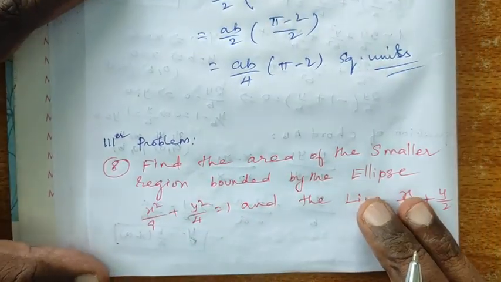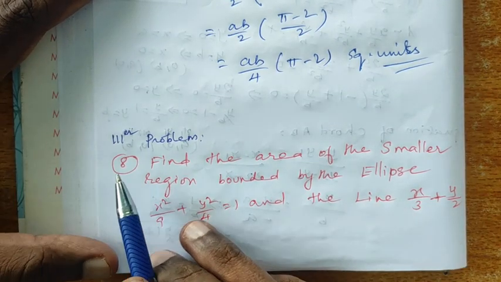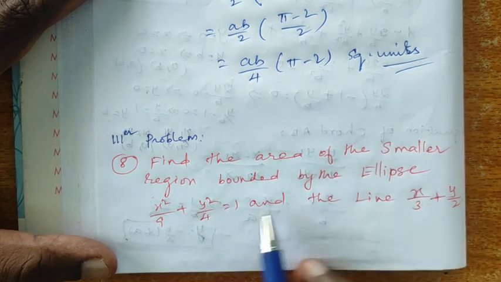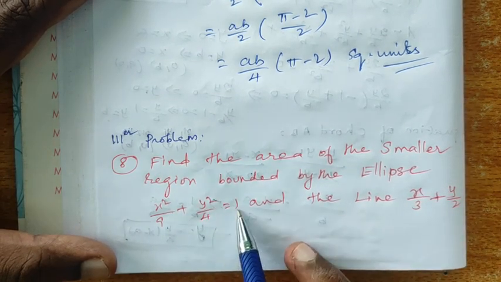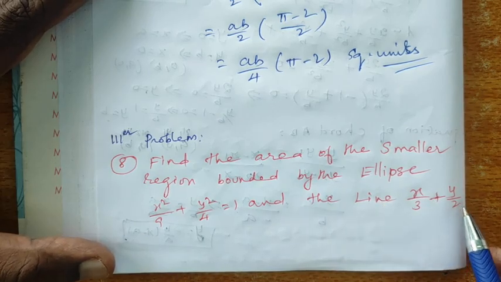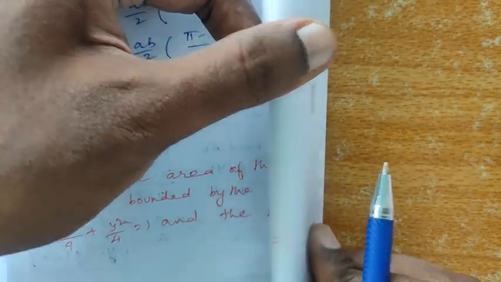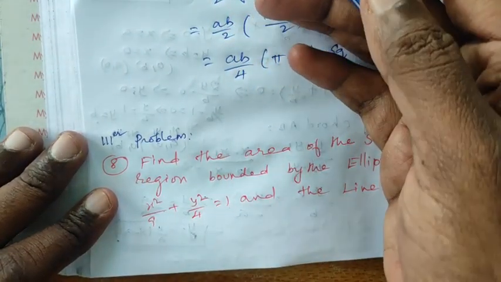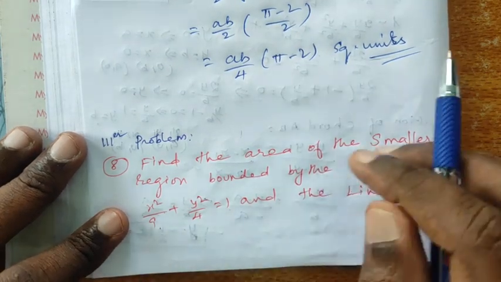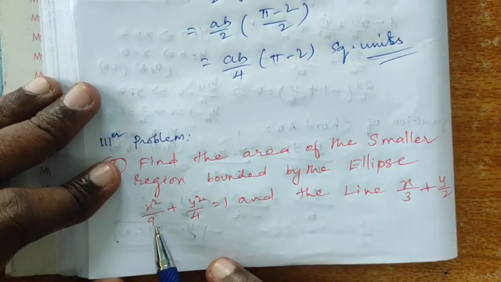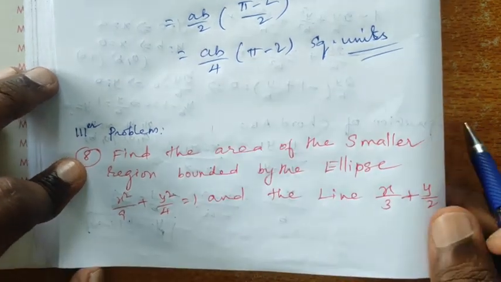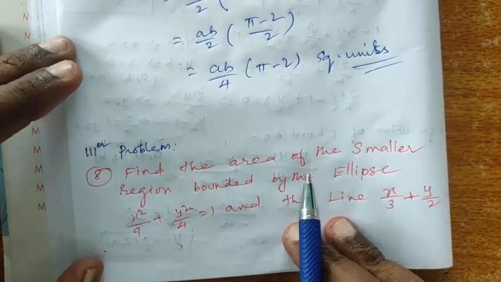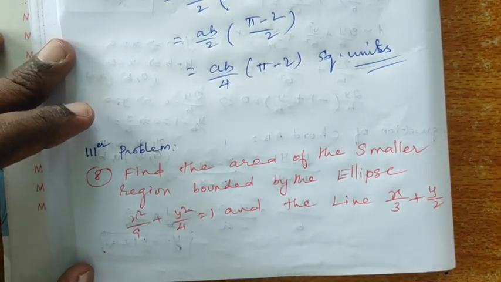So listen here students, the same type of problem is given, previous problem, 8th problem. Find the area of the smaller region bounded by the ellipse x square by 9 plus y square by 4 is equal to 1 and the line x by 3 plus y by 2 is equal to 1. So you can do this problem. What is the difference between the previous problem and this problem? Instead of a square and b square we have 9 and 4. Here instead of a and b we have 3 and 2. So please students, you can try this problem and get the solution.